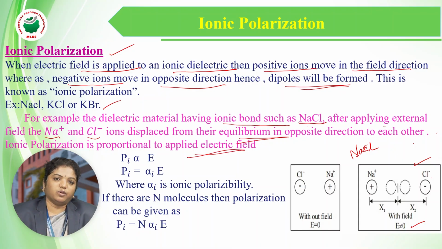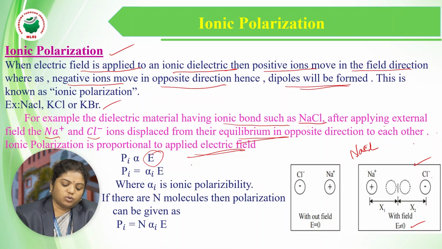Whatever it may be, the polarization mainly depends on the strength of the electric field. The ionic polarization, P suffix i, is directly proportional to the externally applied electric field. If we increase the field, the polarization also increases. That means more dipoles are created and the displacement also increases. So Pi is directly proportional to the electric field.